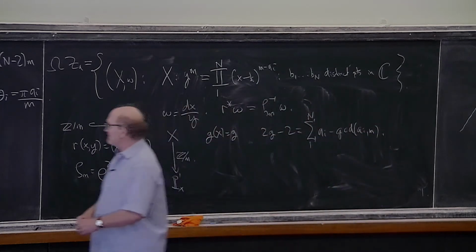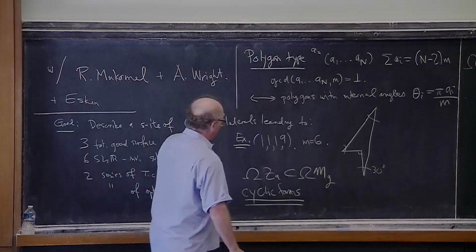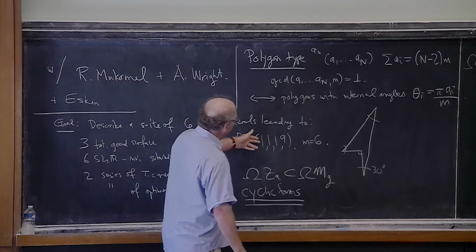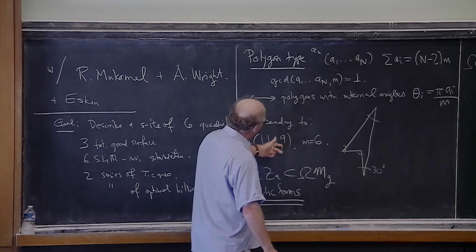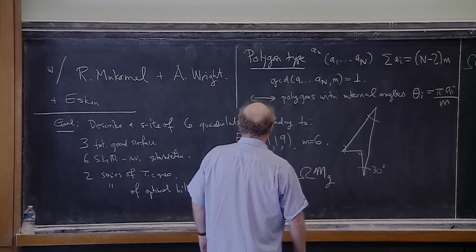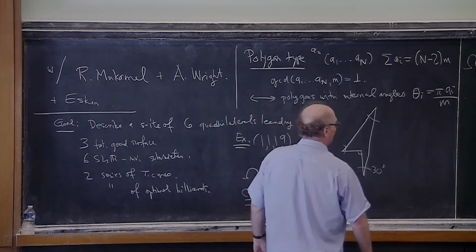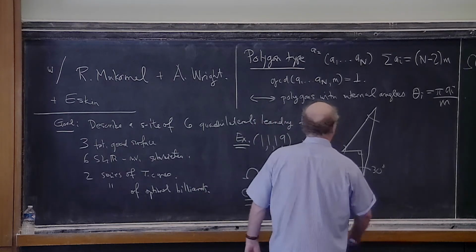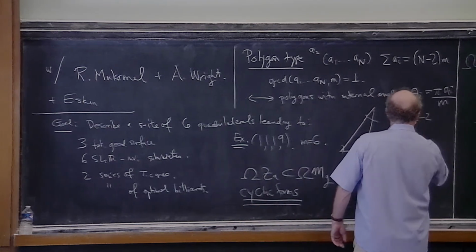OK, so let's do an example. In the case 1119, the GCD of 6 and 1 is 1. And the GCD of 6 and 9 is 3. So I get 9 minus 3, which is 6. So 6 is equal to 2g minus 2. And so g is equal to 4.